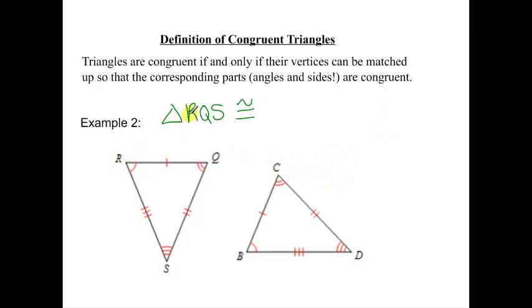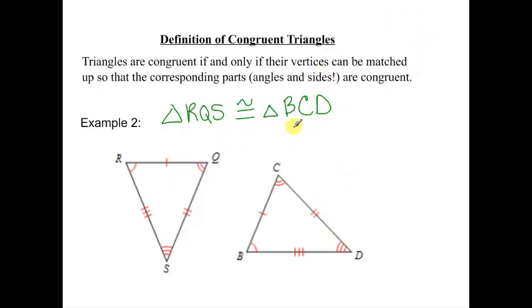We need to list it first the way we've listed it here. So first we listed R. What's our match? That's B. So I'm going to put triangle B. And what comes next? It's the match to Q. C is the match to Q. So BC. And then finally the match to S in the last spot. That's D. So triangle BCD would be the way to write that.